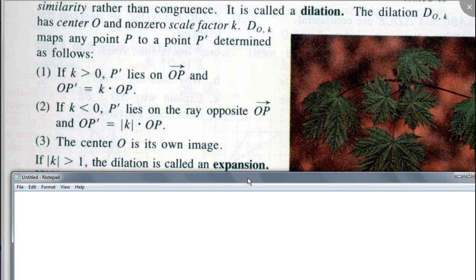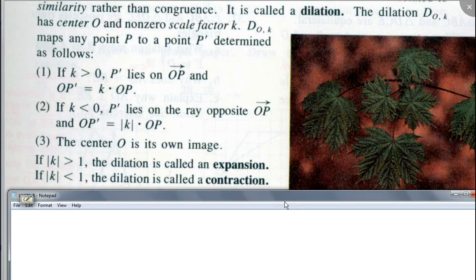Because k is that scale factor, right? So what do you think is called expansion? The image will be greater than the pre-image. It's going to get bigger. What do you think would happen if the absolute value of k is less than 1, meaning like 0.2 or 0.5 or negative 0.3 as a matter of fact? It's going to shrink, and it's called a contraction. So if the absolute value of k is less than 1, the dilation is called a contraction. Okay?